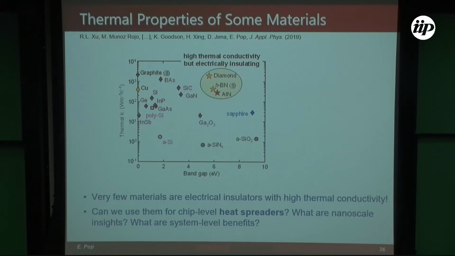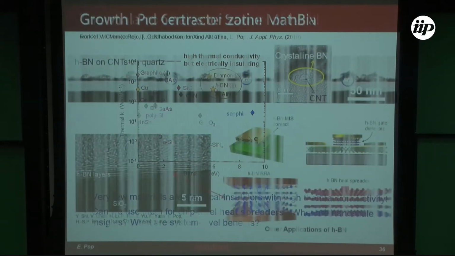And diamond is not really my thing. One of my colleagues works with it. She says it's very difficult to grow, and so I already have enough problems, and I don't want to add another one. So for now, we're focusing on the nitrides, either boron nitride or aluminum nitride, and we're particularly interested to see what we can do with this, maybe in terms of nanoscale heat spreaders, dielectrics, and maybe even trying to understand system level insights.